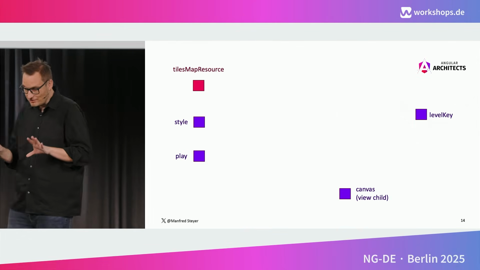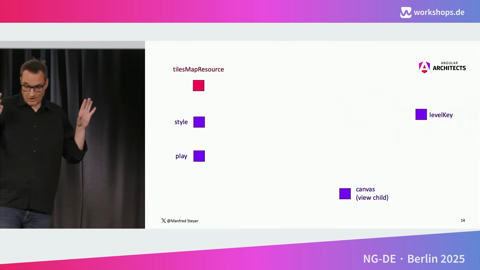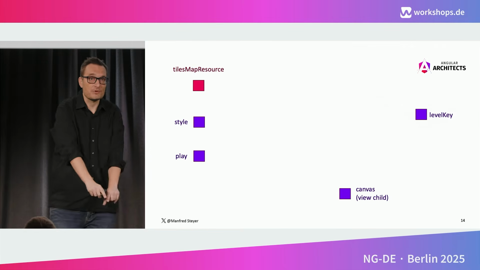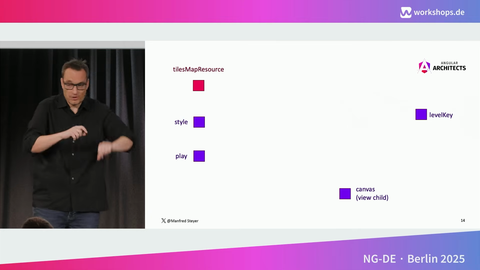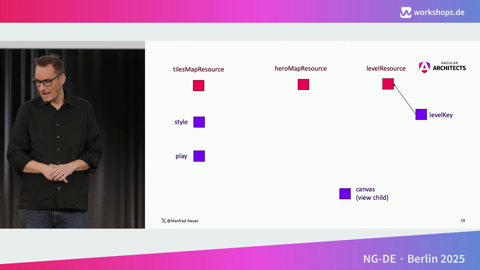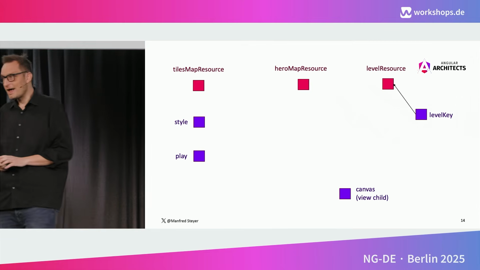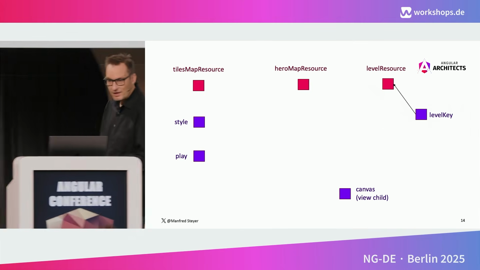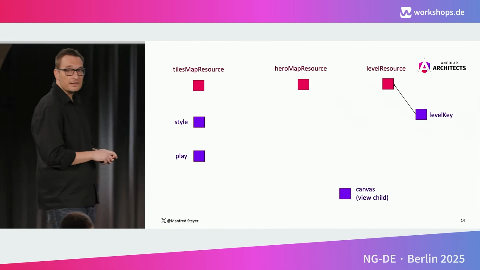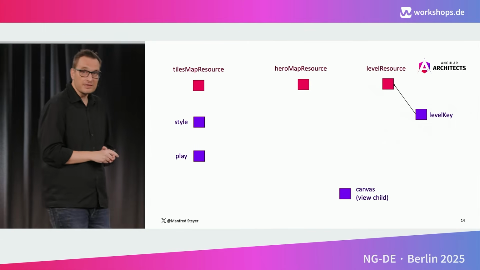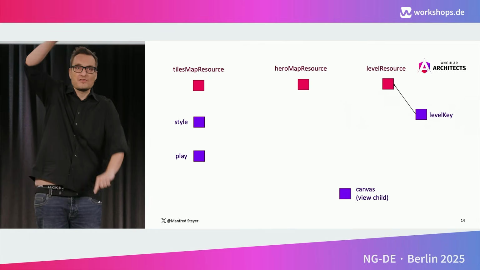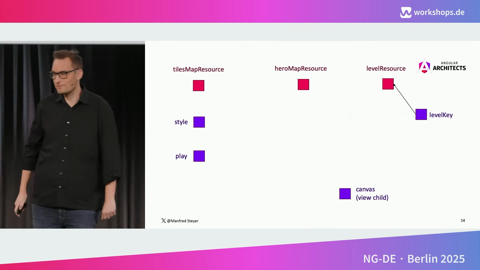Then the rest of this is interconnected with resources. For instance, there is a tiles map resource that is loading this entire tiles map, you know, with bricks and coins and floors and so on. I'm doing the same with the hero map. And there is my level resource. So let me have a look. Yeah, level resource. And this level resource is connected to the level key. That means when the signal level key is changing one more time, the level resource starts working. It loads this JSON file with all the descriptions.